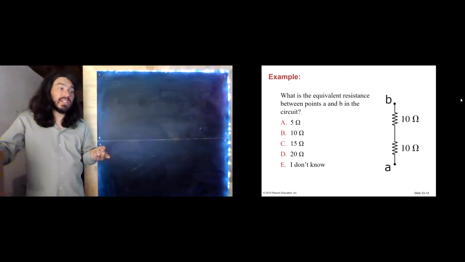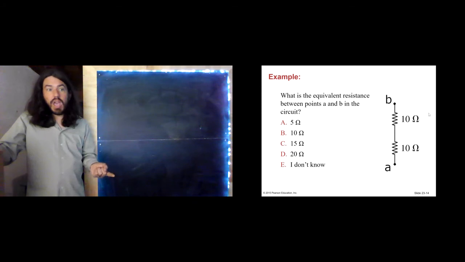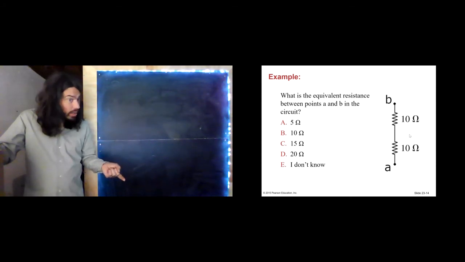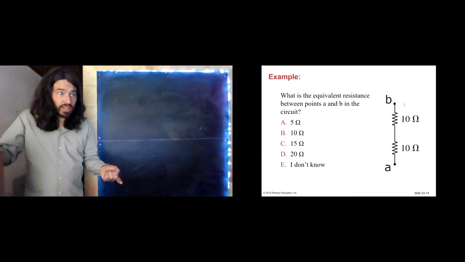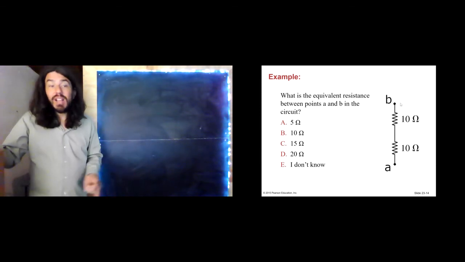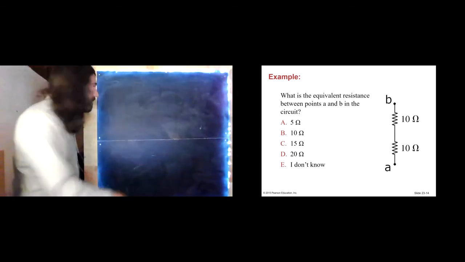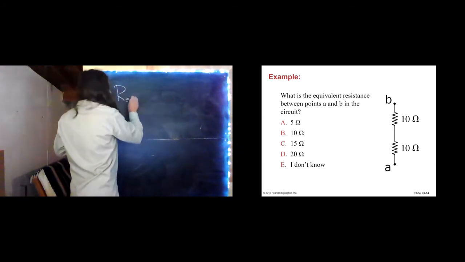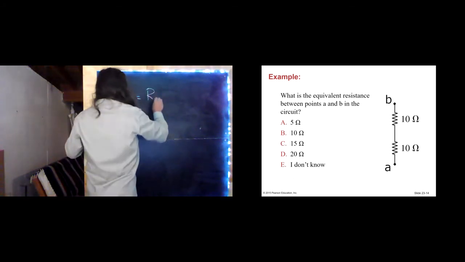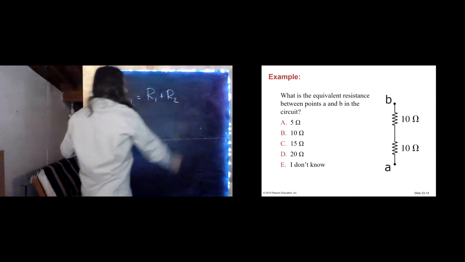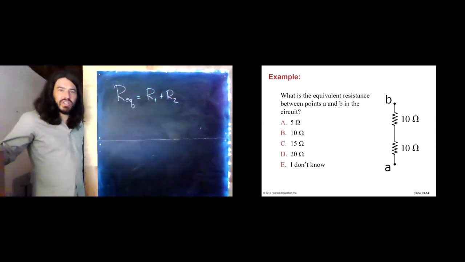Okay, the first question is, are these in series or parallel? And do they have the same potential across them? No, they don't. So they can't be in parallel. Is there a junction in between them? No. Would they have the same current if I hooked them up to a battery? Yes, they would. These are definitely in series, and so we know that R equivalent is equal to R1 plus R2. We simply add these two.